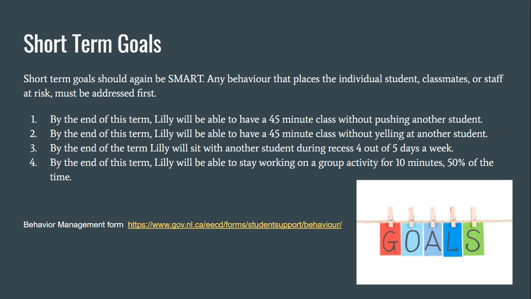Lily also struggles socially and has trouble making friends and maintaining peer relationships. To assist Lily socially, we will aim to have her sit with a classmate at recess 4 out of 5 school days a week, and we will work on having her work with a group for 10 minutes. While 10 minutes may seem like a short period of time, for some students, we may even need to start off with a shorter time. If we discover that 10 minutes isn't an achievable goal for Lily at this time, we will lower the time to 5 minutes and continue to build on that.